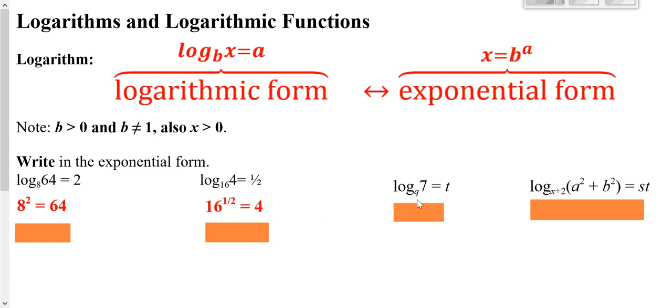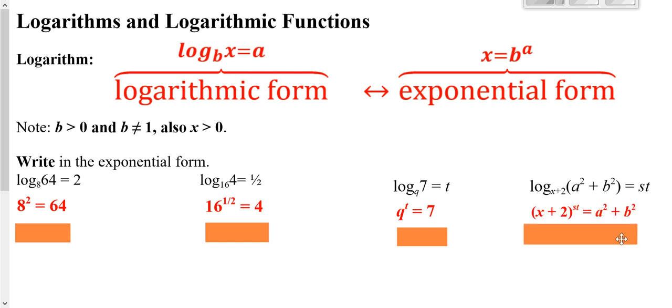Same idea here. We'll take our base of q, swing it to the other side, hit the t up as the exponent, and then it'll be equal to 7. Here we'll take our whole base of x plus 2, swing it to the other side, and it hits the s t up as the exponent.